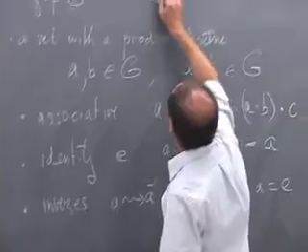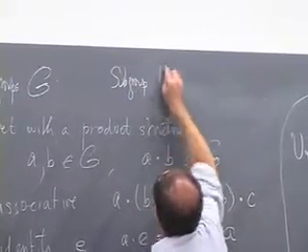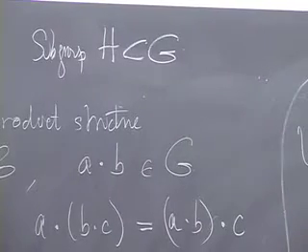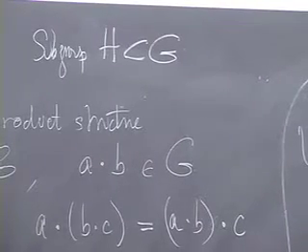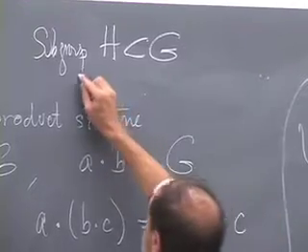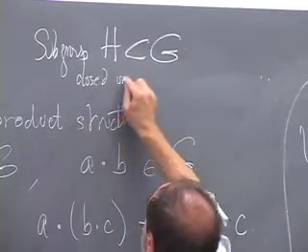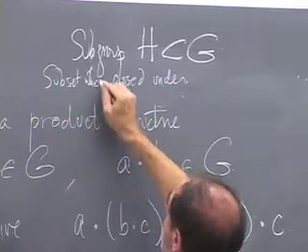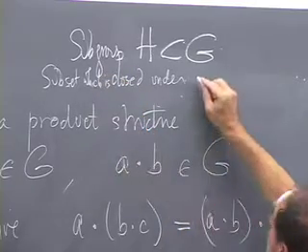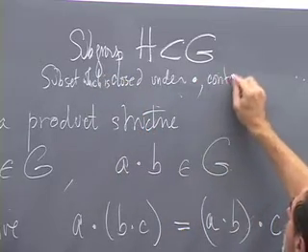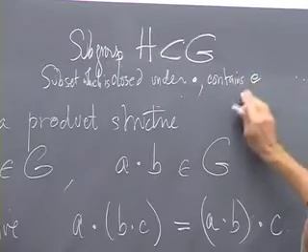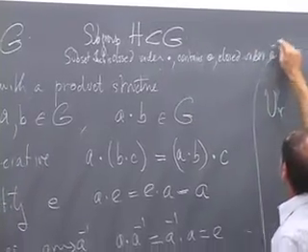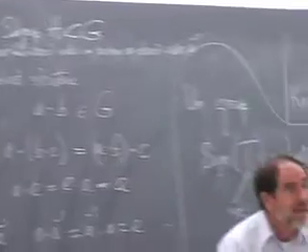A subgroup H of a group G, denoted like that, is a subset that is closed under multiplication, contains the identity, and contains inverses. So it's a subset which is closed under multiplication, contains the identity, and closed under inverses. Namely, if A is in H, A inverse also has to be in H.